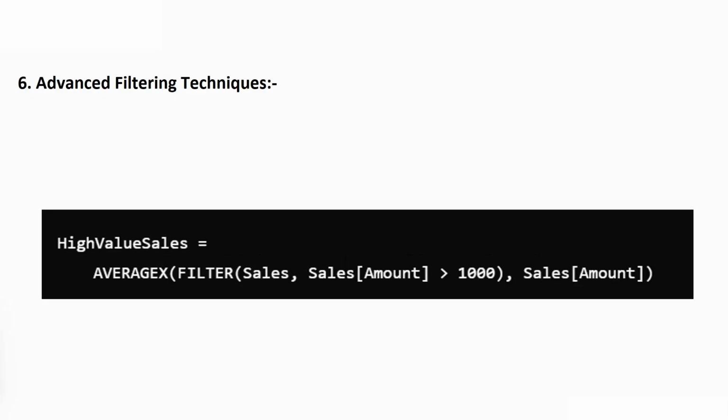The next one is advanced filtering techniques. DAX provides advanced filtering capabilities, allowing you to create more complex filter conditions in your calculations. Functions like FILTER, ALL, ALLEXCEPT, and REMOVEFILTERS give you fine-grained control over which data is included in your calculation. For example, use FILTER to include only certain rows in a calculation, such as calculating the average sales amount for the products that have sales greater than a specific threshold.